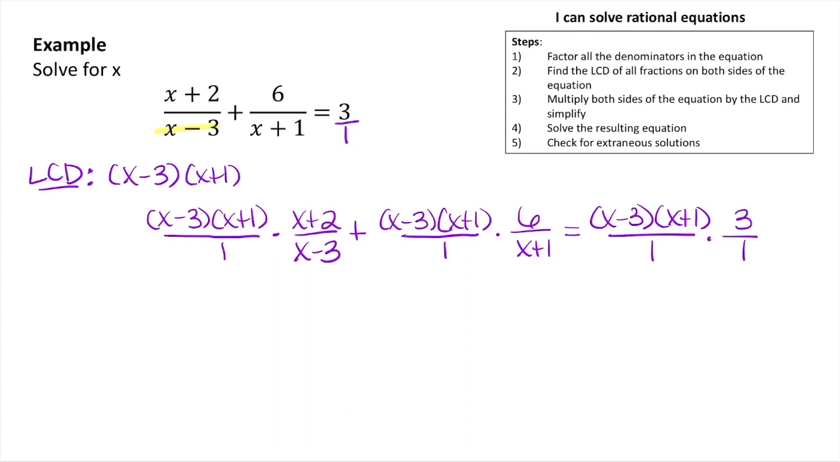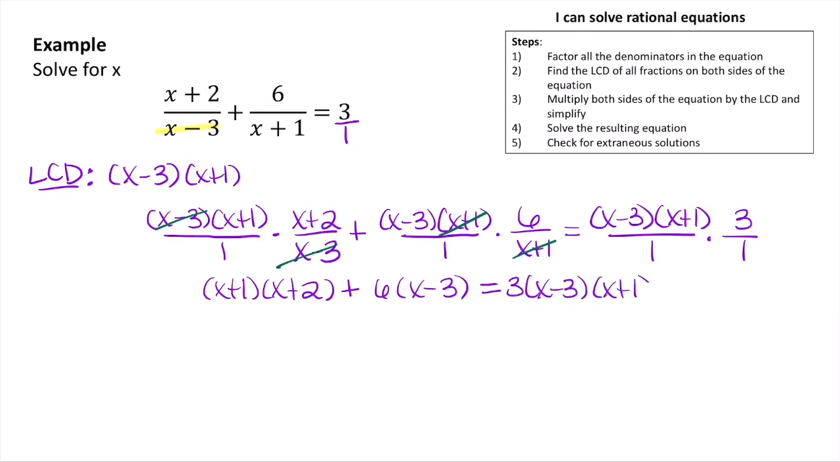Now I'm going to be able to clear out some of these fractions. That's the whole purpose of using this method. You see here I have an x minus 3 that cancels, so my first term is just x plus 1 times x plus 2. Now the next term: I have an x plus 1 that cancels, so I'm just left with 6 times x minus 3. Now I go to the right. Nothing cancels here, but all I have left is 3 times x minus 3 times x plus 1.